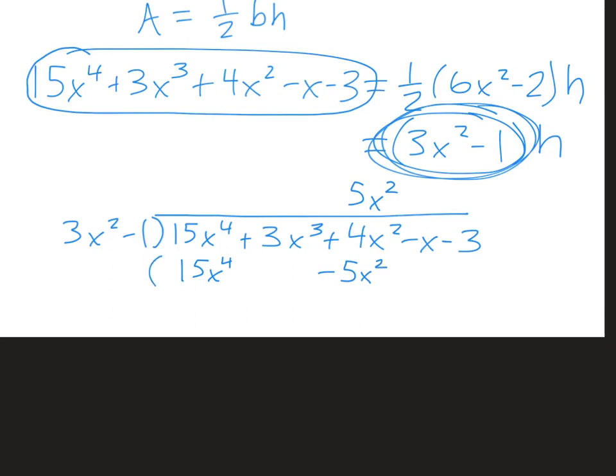So now I have to subtract these. The x to the 4th terms cancel out. 3x to the 3rd has nothing to subtract with. And then the x squared terms have 4x squared plus 5x squared. So that's 9x squared. All right, so I still need to bring down a term after I subtract.